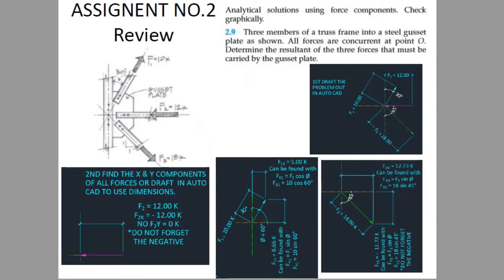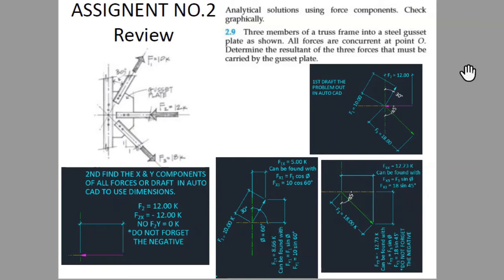Now let's take a look at assignment number 2. For this problem, we had to show analytical solutions using force components, and then we had to check them graphically. To start off, looking at 2.9, 3 members of a truss frame into a steel gusset plate, as shown. All forces are concurrent at point O. Determine the resultant of the 3 forces that must be carried by the gusset plate.